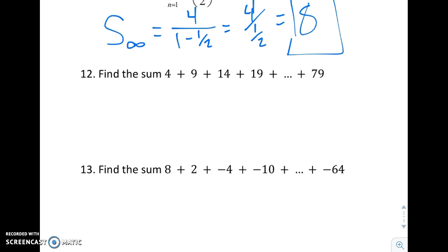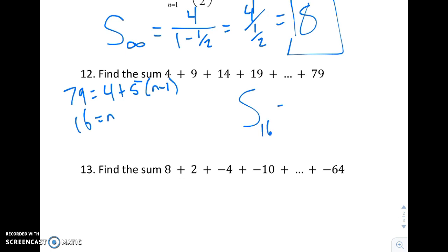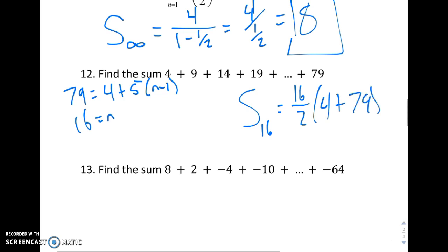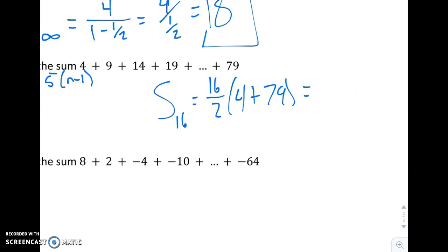Alternatively, you could set 79 equal to the explicit rule for an arithmetic series, which would be 4 plus the common difference in this one, which is 5, times n minus 1. Solve it for n, you would get 16 equals n. And then you can use the arithmetic sum formula, S16 rather, since we know n is 16. S16 is 16 over 2 times the first term plus the last term, which is 79. Right? And if we calculate that out, that is equal to 664.